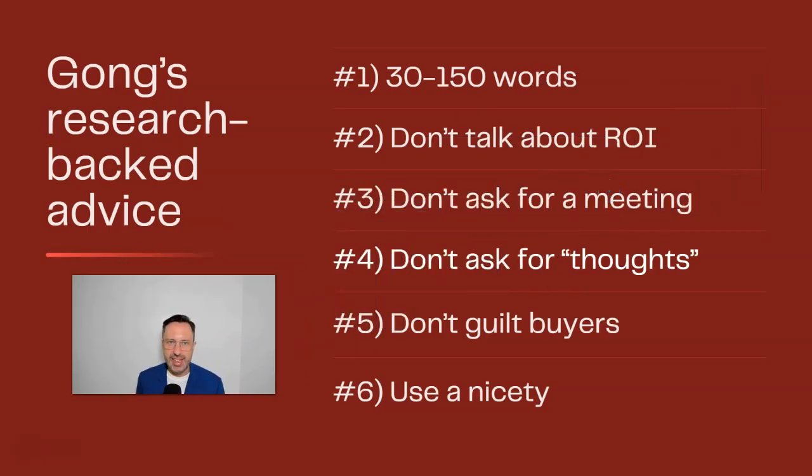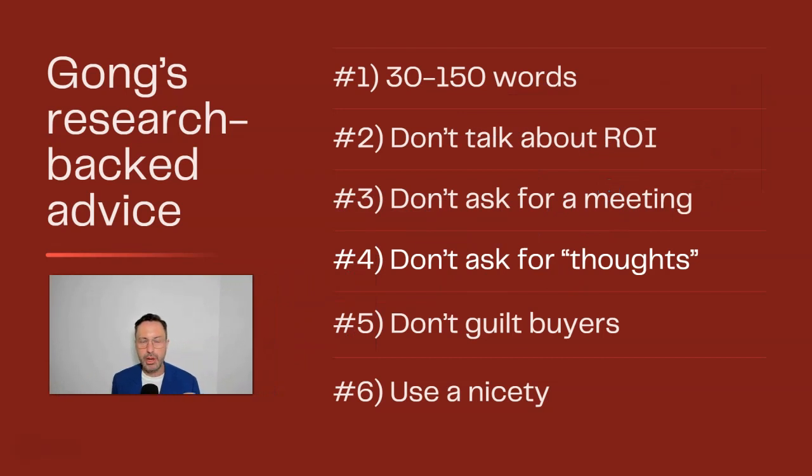Now, I'm going to give you 6 pieces of advice from Gong. So Gong has done a lot of quantitative research on what works and what doesn't with cold emails. And here are some basic takeaways. So number 1, your cold email should be about 30 to 150 words. Number 2, don't talk about ROI. A lot of people talk about ROI, but it's too early in the conversation. It's not really what people want to hear. It's more about the approach that you're taking to increase the ROI, not the ROI itself.